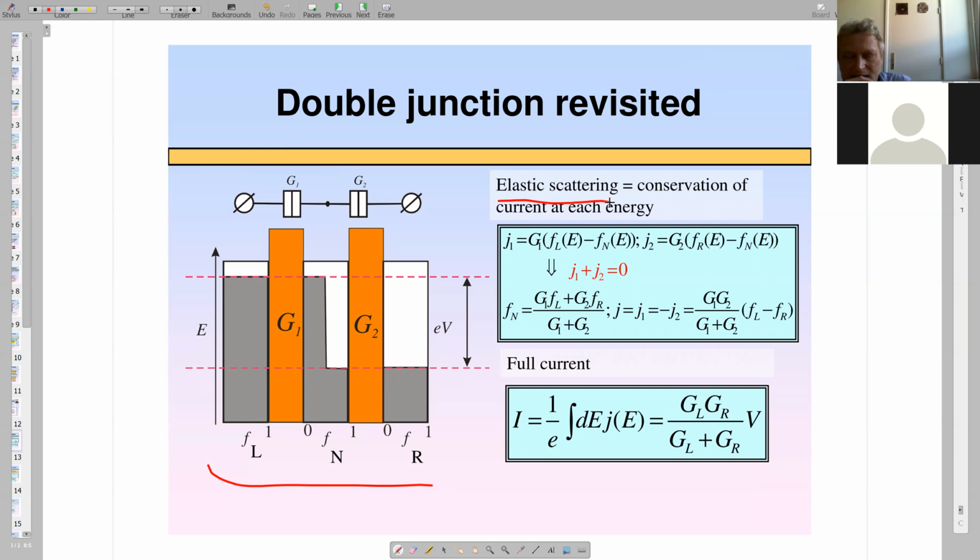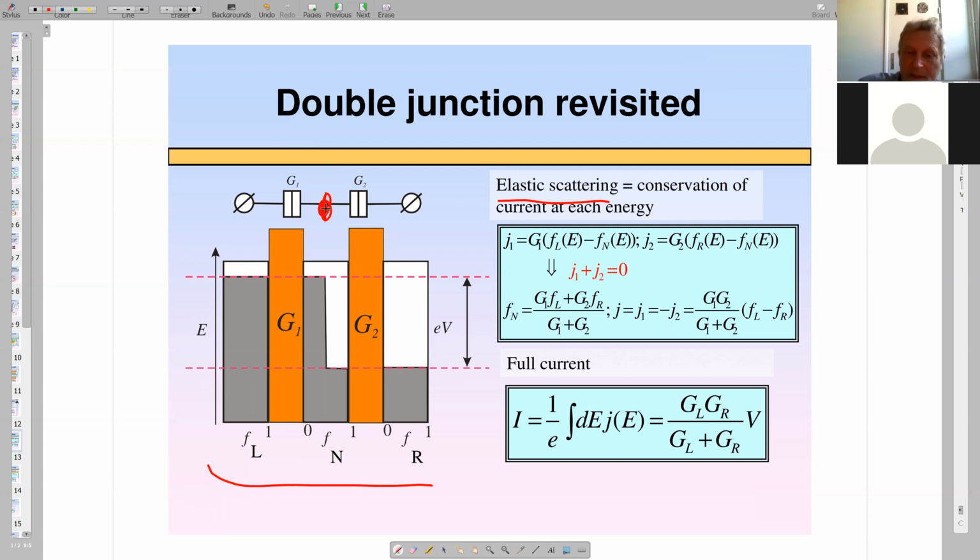Right, and I would like to apply a conservation law to figure out what is going on in a node between the junctions. How can I characterize a node? I can characterize it with a filling factor in this node. Again, there are some states in between. I would like to assess the filling factor of the states. How can I do this?